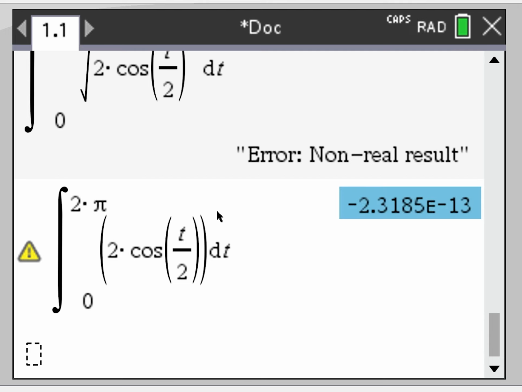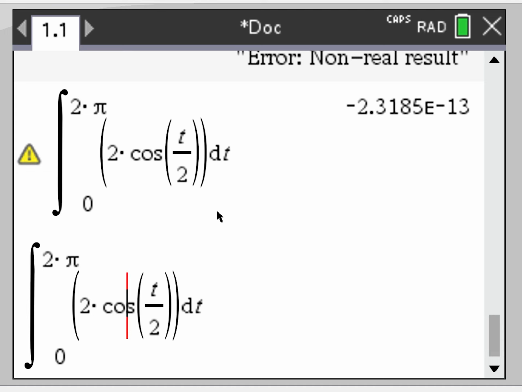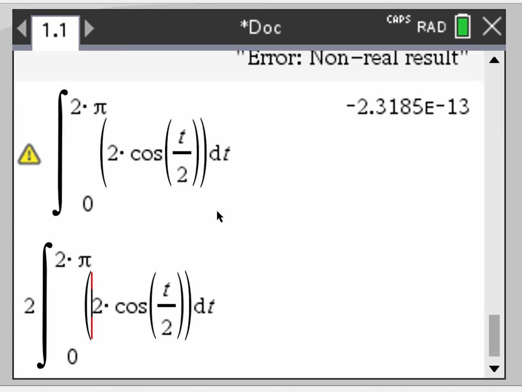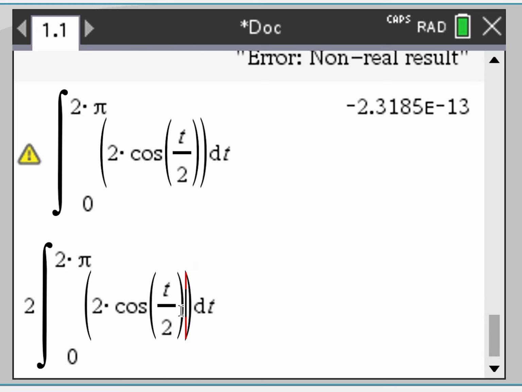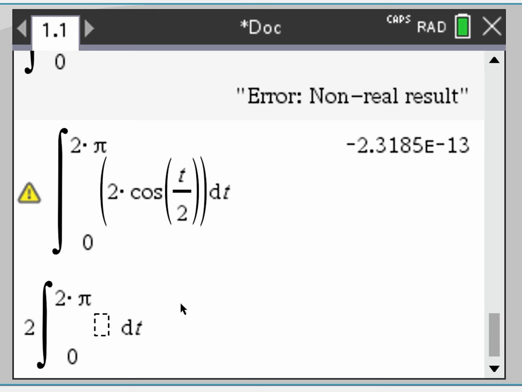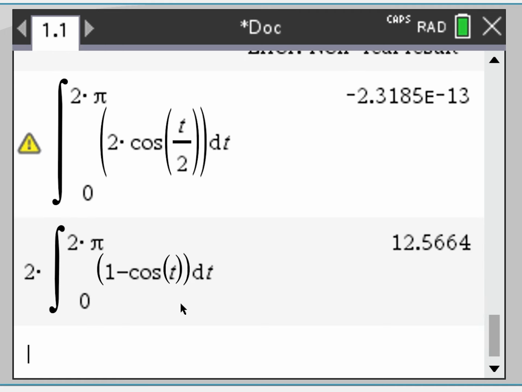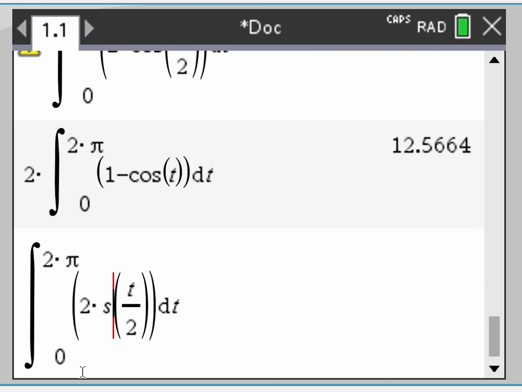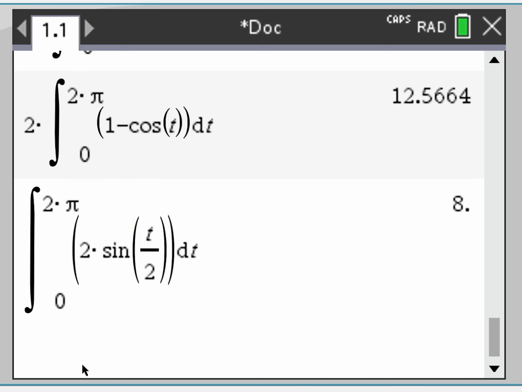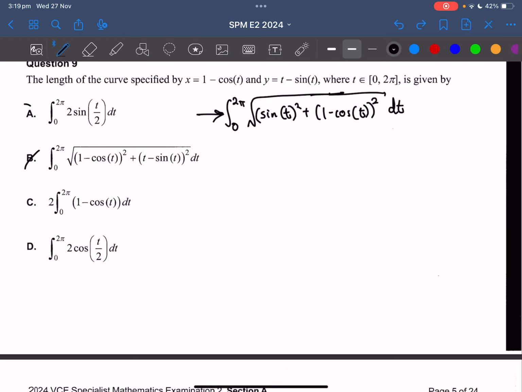Let's try option C now. So that has 2 times 1 minus cosine of t. Okay, it can't be that either. We want 8. So it can't be option B now. Let's try option A. So that is simply changing from cosine to sine. 8. Yeah, so option A is our answer.